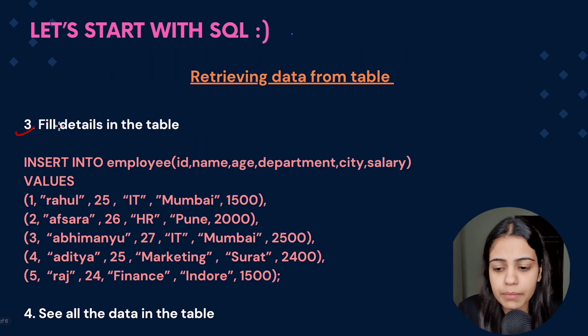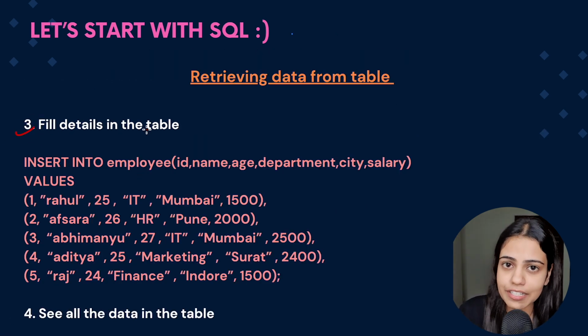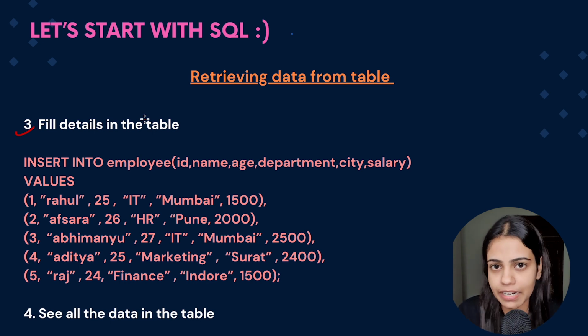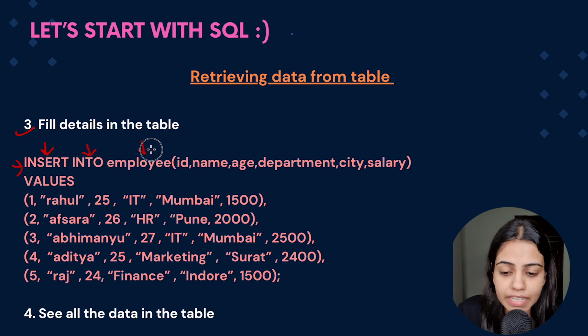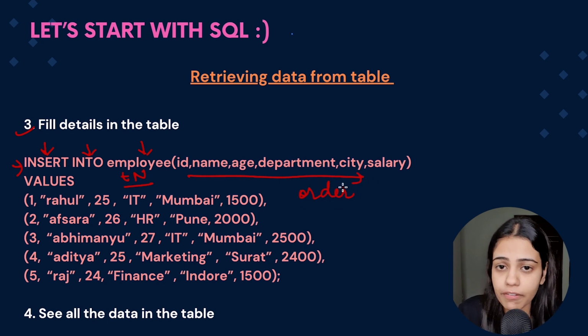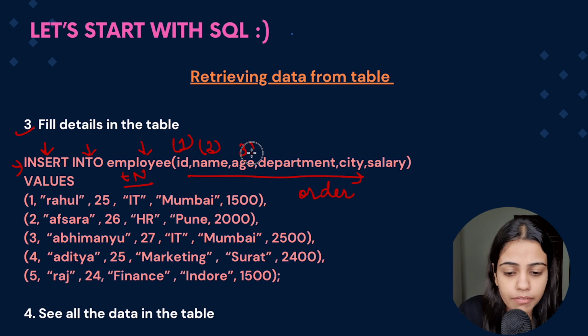Now the third requirement comes in where we have to fill the details into the table, basically insert some data into the table. So for that we will execute this query where we will give insert into followed by the table name, that is employee, and then we will provide the order in which we want to insert all the values. So basically it gives the order, like firstly the value would be inserted into ID, second value would be inserted into name, third value would be inserted into age, fourth into department, fifth into city, and sixth into salary.